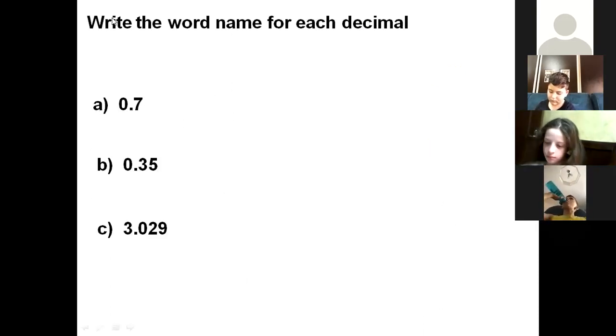Okay, yalla, I want to hear from you. Who can read these numbers or these decimals? Who can tell me how to read them? Rashid?